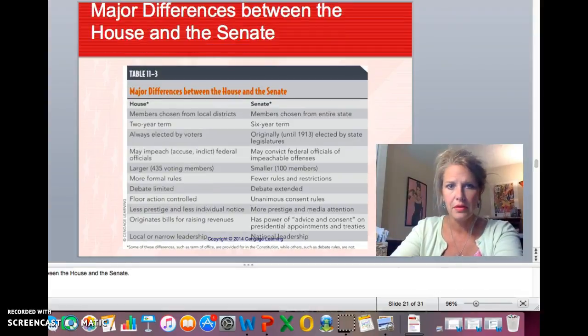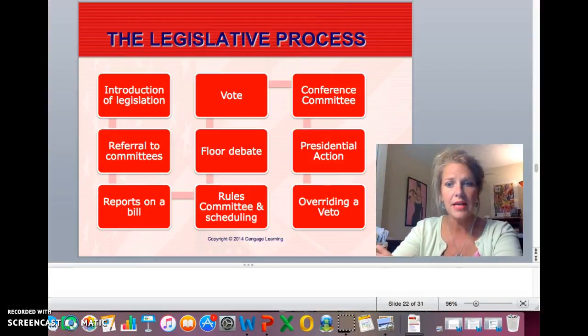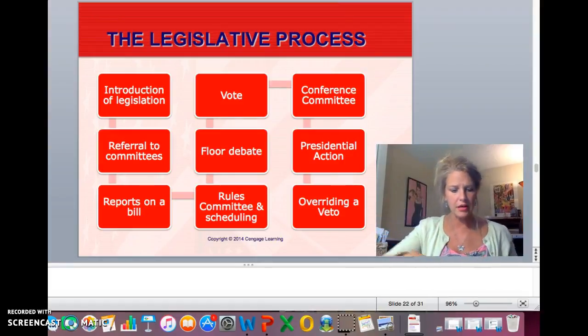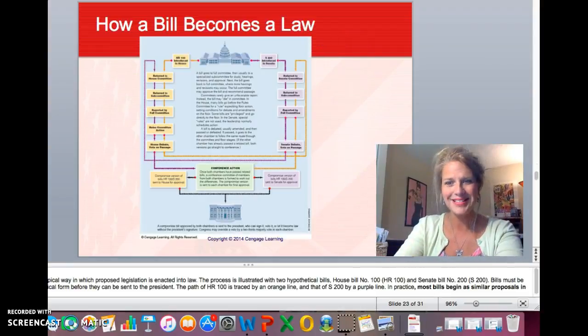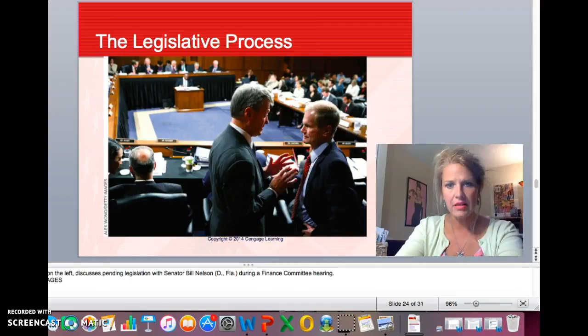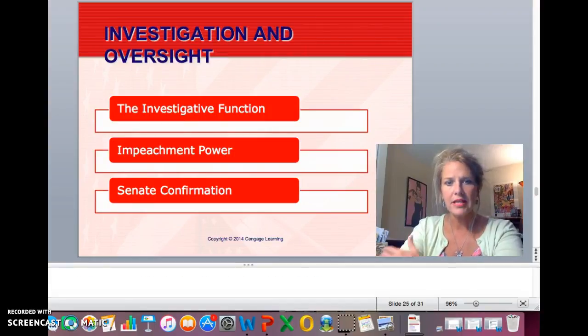Okay. All right, major differences between the House and the Senate. That's a really good table to really look at. Legislative process. There's a great table on page 252. Please check it out. It explains it wonderfully. All right, here it is. This is what I was talking about, how a bill becomes a law. Okay, the legislative process, investigating the impeachment power. Two presidents have been brought to impeachment.